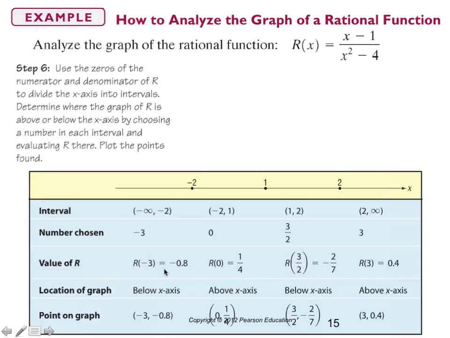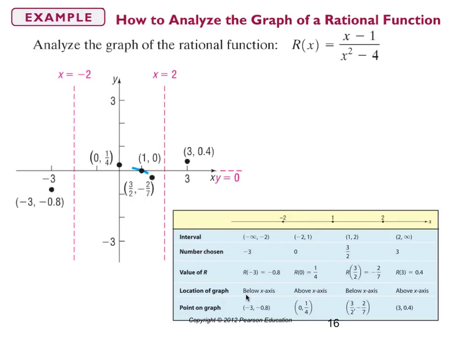If you plug negative 3 in, you get negative 0.8 out for y. If you plug 0 in, you get 1/4 out. If you plug 3 halves in, you get negative 2/7 out. And if you plug 3 in, you get 0.4 out. These points are nice to have as well, but what you really want to pay attention to are the signs. If you have a negative number here, that means that we're going to be below our x-axis. Same thing over here. But here, and in this last piece, we had positive numbers. That means we're going to be above our x-axis. So let's put all this information together.